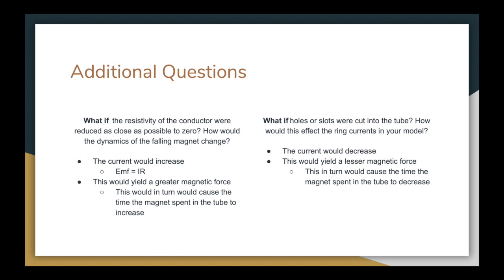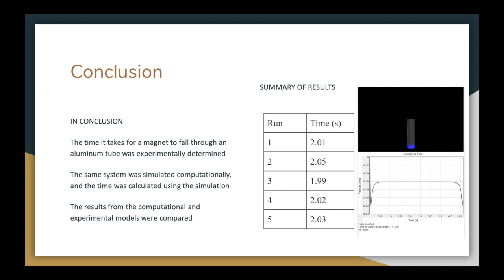to decrease. In conclusion, in this lab, the time it takes for a magnet to fall through an aluminum tube was experimentally determined. Then, that same system was simulated computationally, and the time was calculated using the simulation. Finally, the results from the computational and experimental models were compared.